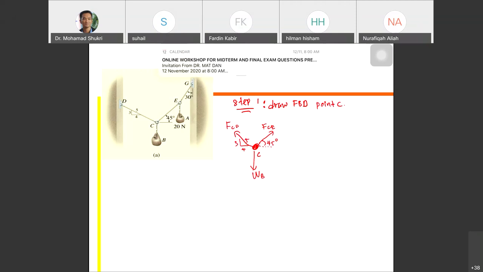And then the FBD for point E. Point C and point E. So this is point E. So you have a weight of 20 Newton. And then you have force of CE.